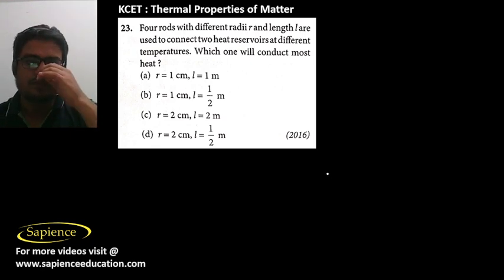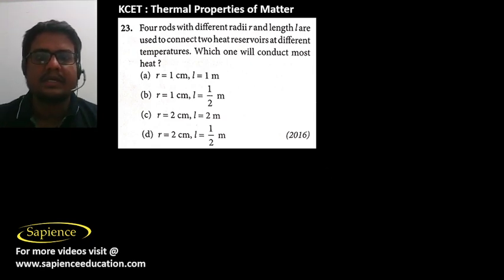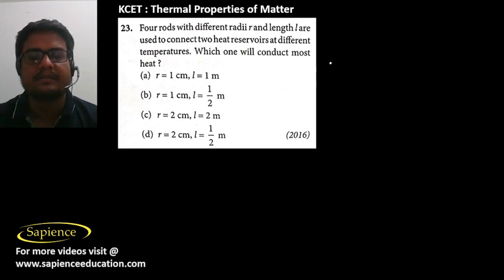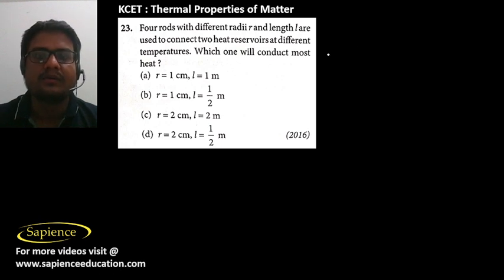Then here it is told 4 rods with different radii and length L are used to connect 2 heat reservoirs at different temperatures. Which one will conduct most heat? Okay. It means the rate of flow of heat should be the fastest.